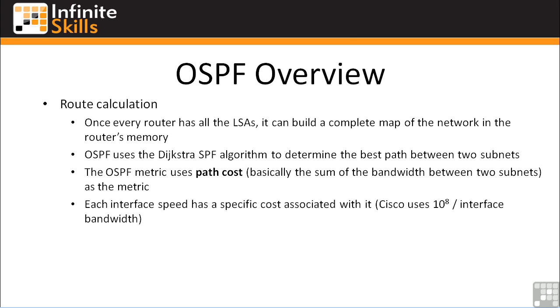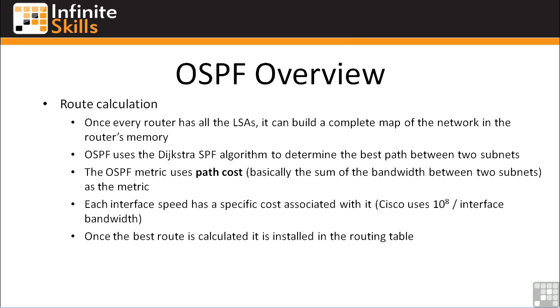Each interface speed has a specific cost associated with it. Cisco uses 10 to the 8th power divided by the interface bandwidth. And as you can see by that basic back-of-the-envelope math calculation, higher bandwidth speeds result in lower metric scores. Like everything else, lower is always better.